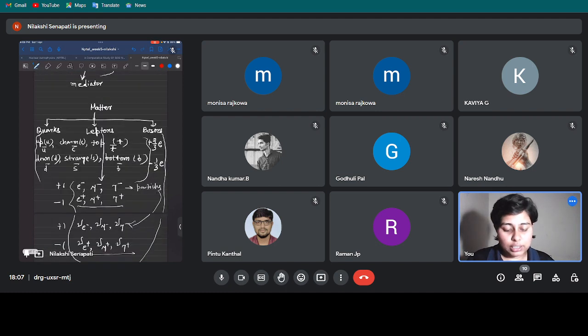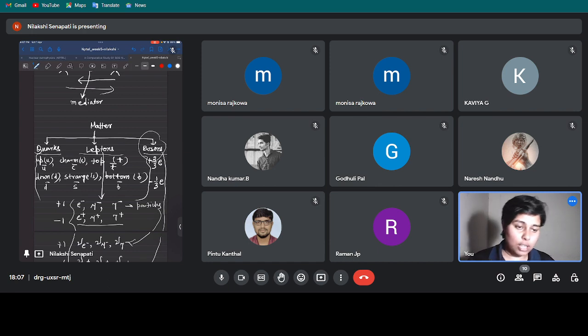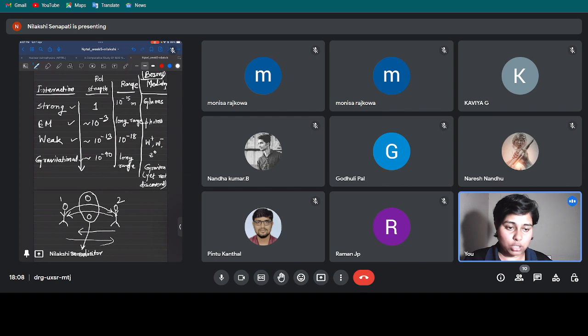So these are the fundamental particles that exist in nature, with which matter is made up. First thing is quark, then lepton, then boson. Boson is the cause of any interaction, and there are four fundamental interactions: strong, electromagnetic, weak, gravitation.